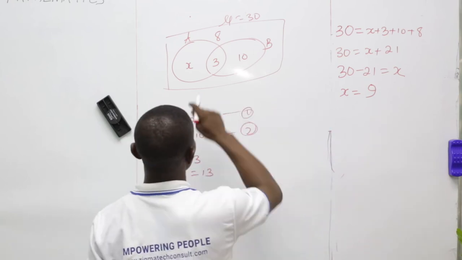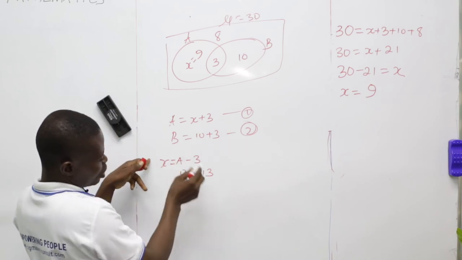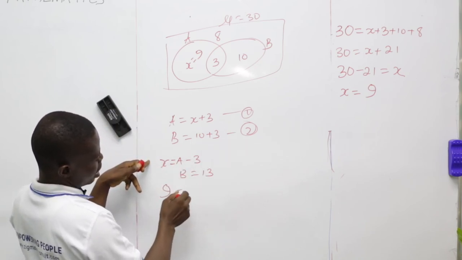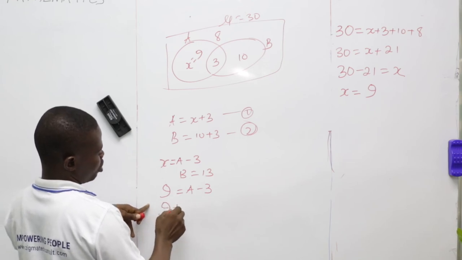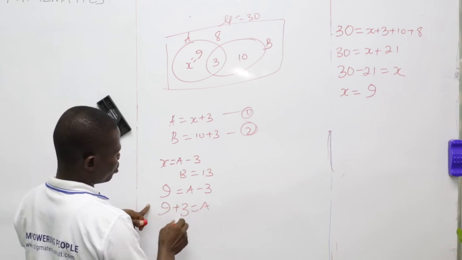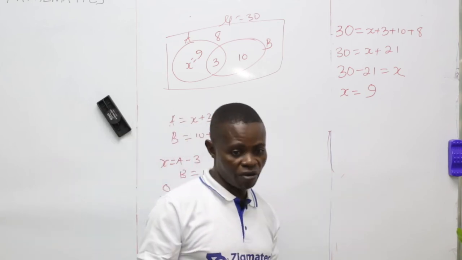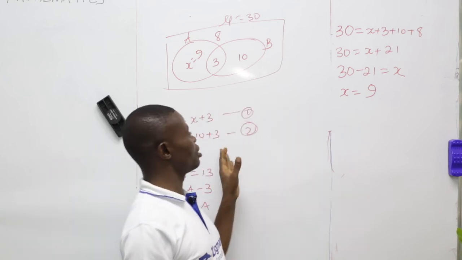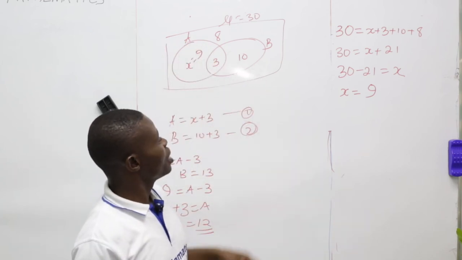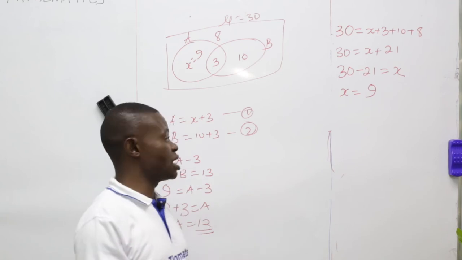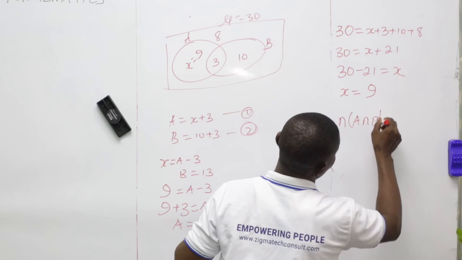Okay, right now we have a value for S, meaning S equals 9. So, coming back to this place, if X is 9 and X equals A minus 3, what is A then? 9 plus 3 equals A. So A equals 12. But now we have the value of our X. Though they didn't tell us to find X, it's a must find. It's something you must do. So if this is this, the first question here says, find the number of A intersection B complement.